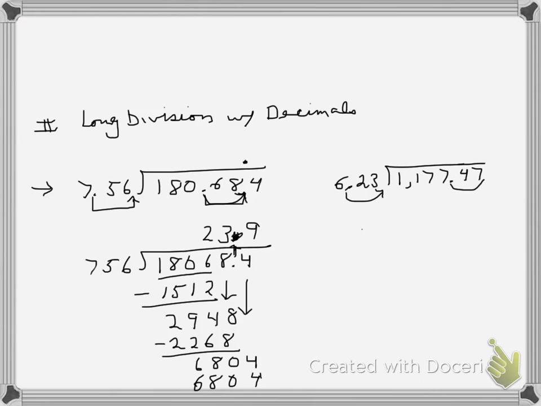I'm looking at a new one over here, 6.23 divided into 1,177.47. And notice I need to move it out of the divisor by moving it over 2 places. Move it over 2 places here, and just go ahead and place the decimal point right above. And then you can go ahead and work the problem. I'll do it quickly offline.